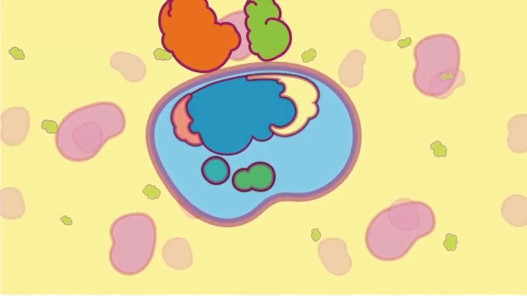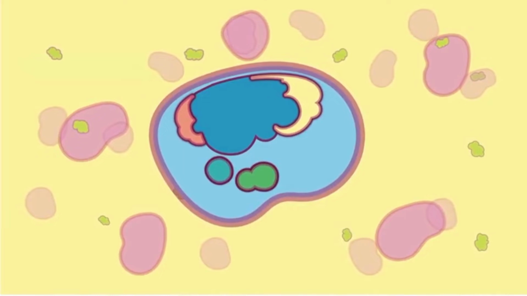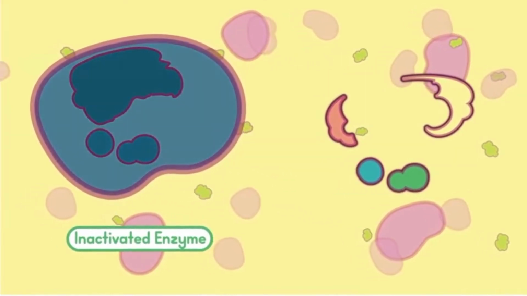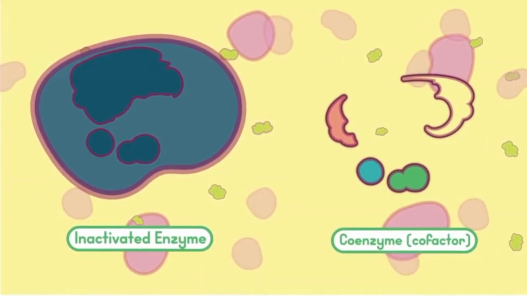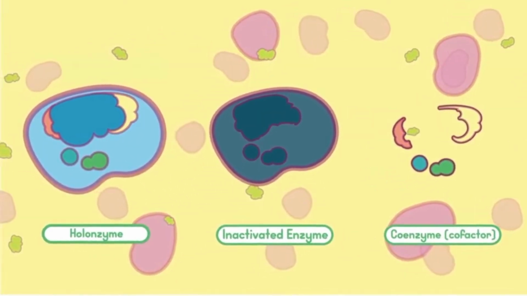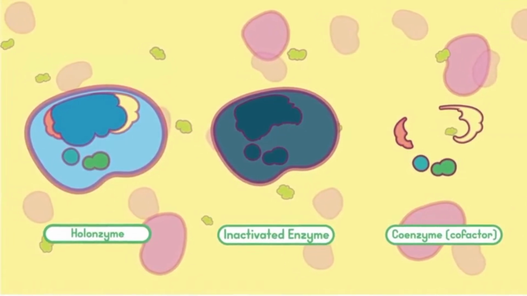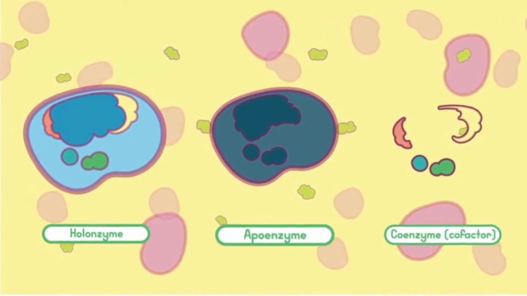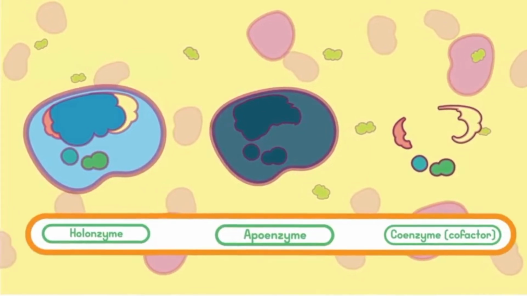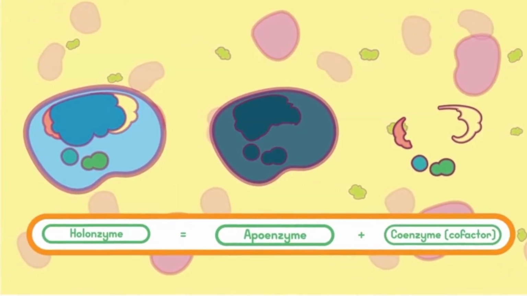Many enzymes only perform their catalytic role when associated with a coenzyme. An inactivated enzyme, protein, along with its coenzyme, non-protein, makes up a system called a holoenzyme. To add to the complexity, scientists termed this inactivated enzyme as apoenzyme. And therefore, the equation becomes holoenzyme equals apoenzyme plus coenzyme.